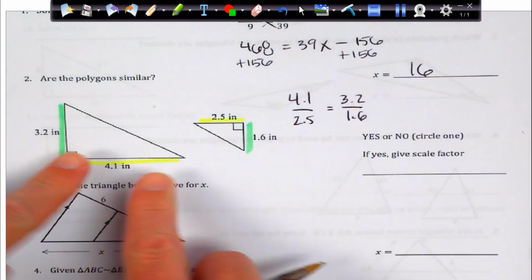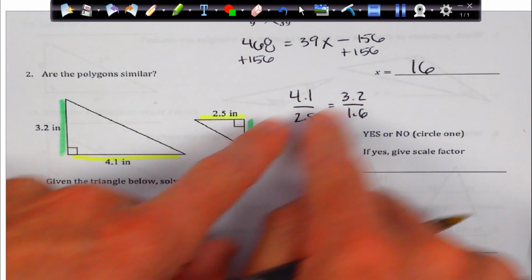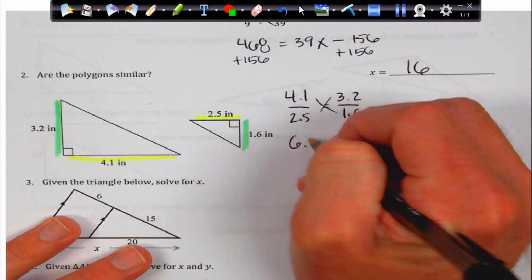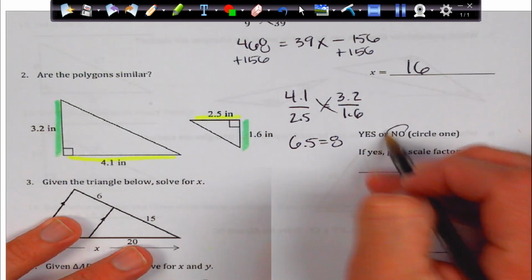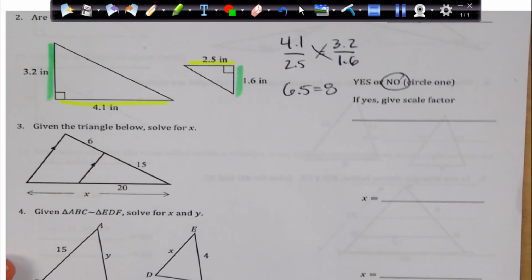Notice I went from left to right, so left to right, left to right. We cross multiply. When we cross multiply here, we get about 6.5 equals 8, which means they're not proportionate, so they are not similar.